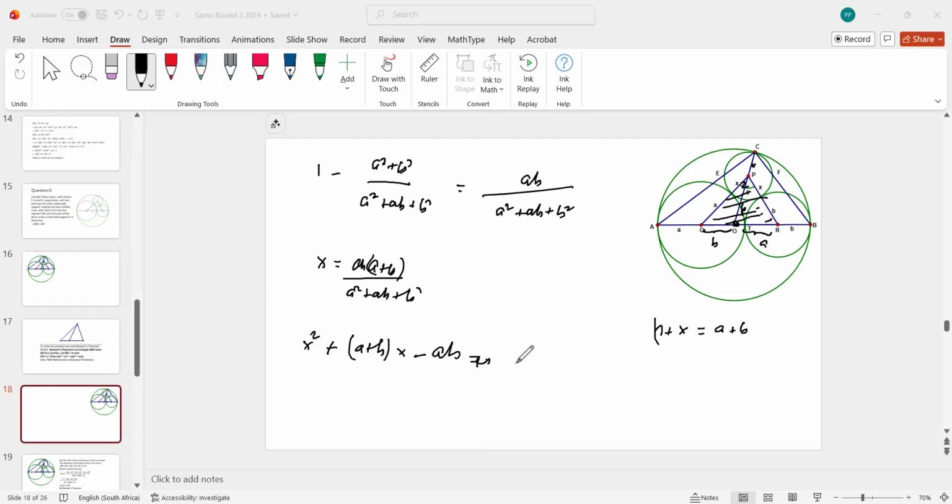An expression with only positive terms. So this is your cosine theta. So cosine theta is positive and theta is acute.